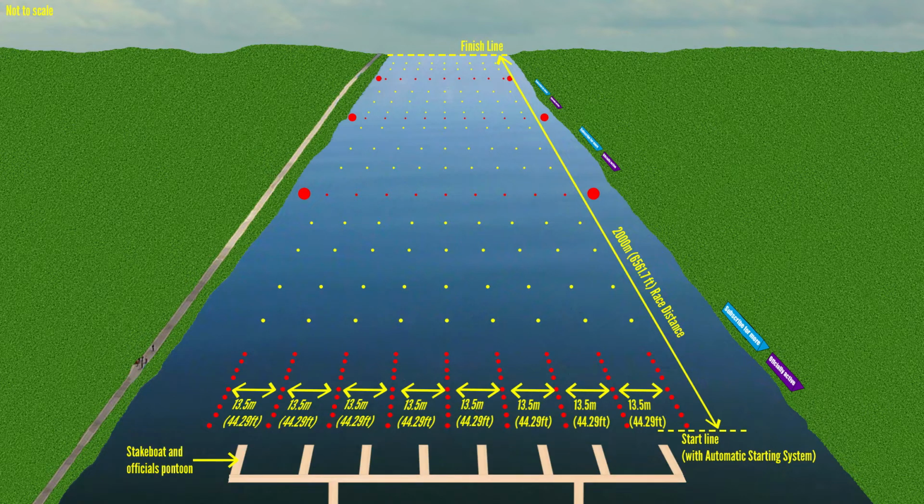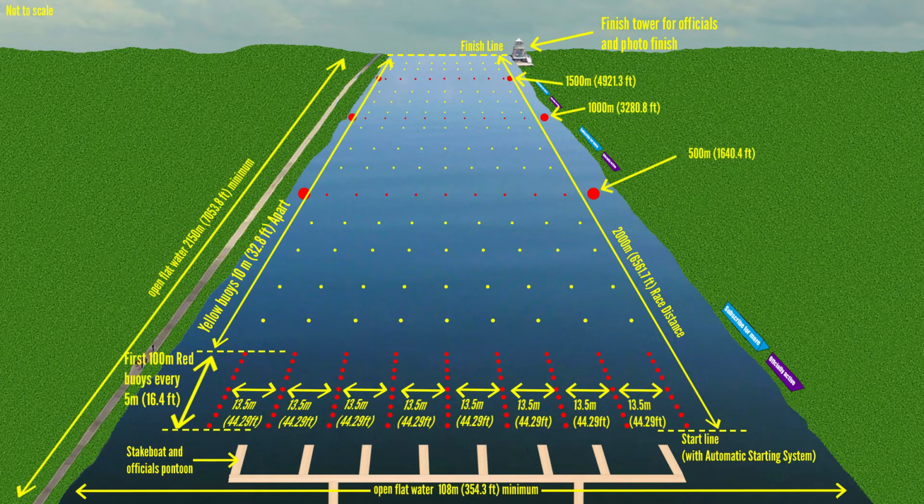At one end you have the starting pontoon where all the boats line up to start the race. You then have the finish line. This is usually marked out on the banks or by buoys that are not part of the course. This allows an unobstructed view for the judges. There are other regulations on the race course. If you want to read the full dimensions, pause the video now.